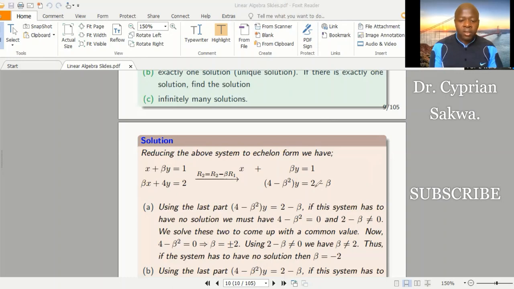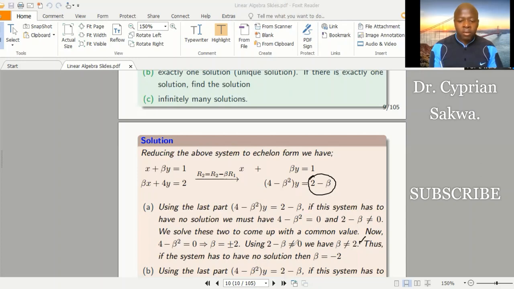Then you have this other condition, that this part should not be equal to zero. So that's what we go to now. Using this part, which is not equal to zero, and making beta the subject, we find that beta is not equal to 2. Beta should not be equal to 2, because if beta is equal to 2, then this part will be zero, but we want it not to be zero.